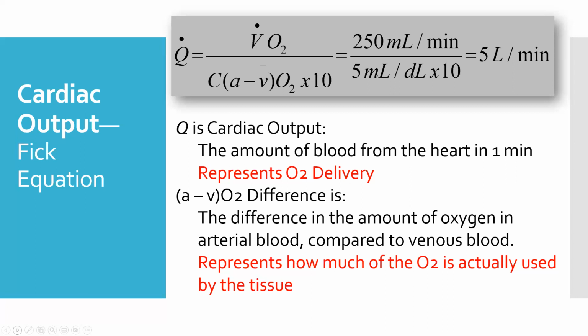So again, look at the slide. Q is cardiac output, the amount of blood from the heart in 1 minute, which represents O2 delivery. The A minus V O2 difference is the difference in the amount of oxygen in the arterial blood compared to that in the venous blood, which will become greater as cardiac output drops.